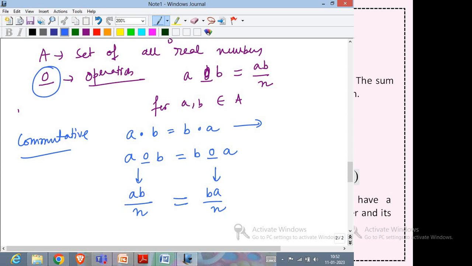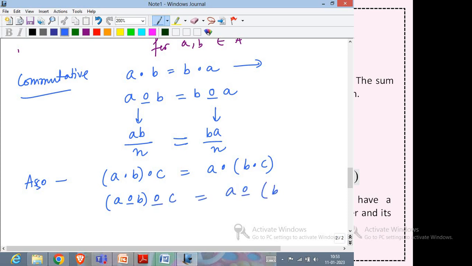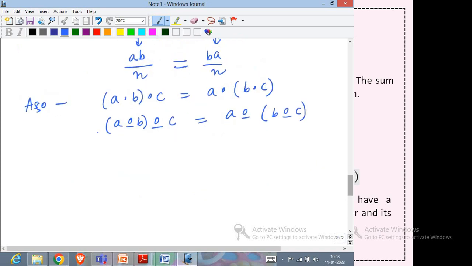That's the only thing that is. Can you quickly give me the associative in the same manner? Can you prove the associative also? Associative was A dot B dot C equal to A dot B dot C. So in our case it should be A O B O C equals A O B O C. Take the left hand side, the LHS. A O B is given by AB by N, then O C. Are you following it?